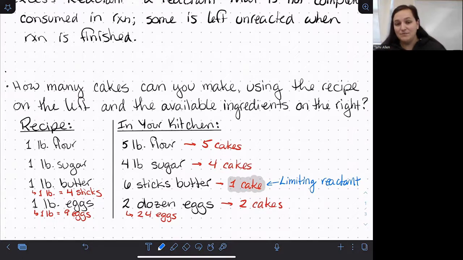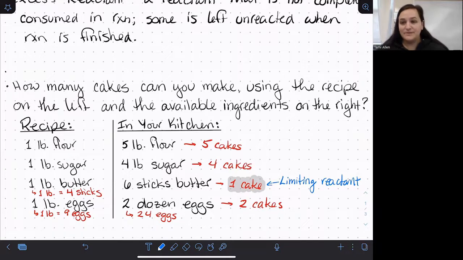Once I made my 1 cake, I would still have 4 pounds of flour left over in excess. I would have 3 pounds of sugar left over in excess, and I would have 15 eggs left over in excess. But the butter is my limiting reactant because once it's gone, I can't make any more cake.